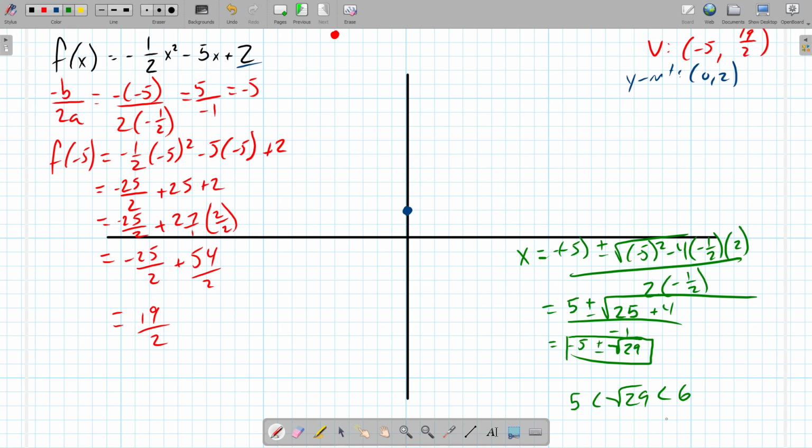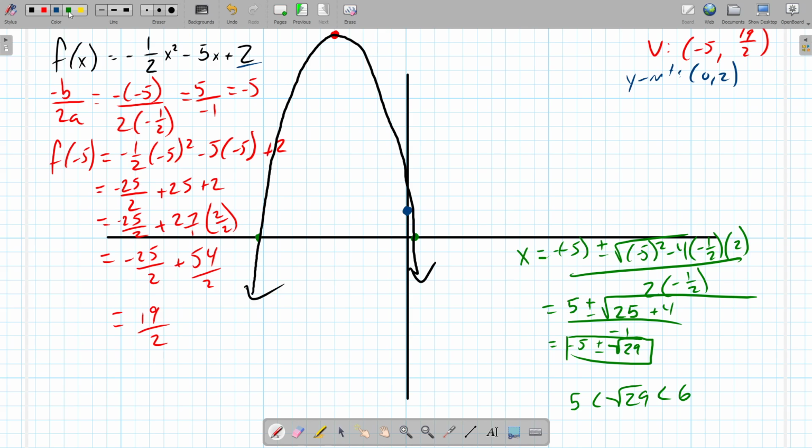If I take negative 5 and I add something a little bit bigger than 5, I'm going to end up with something a little bit bigger than 0. And if I take negative 5 and I subtract something a little bit bigger than 5, I'm going to end up with something a little bit smaller than negative 10. So 2, 3, 4, 5, 6, 7, 8, 9, 10. We'll say right there. And now we just need to connect all of our dots. Good enough for me. I would accept that from my students.